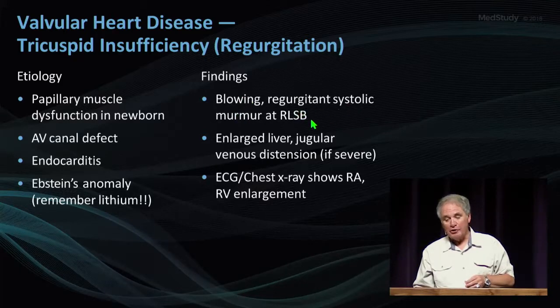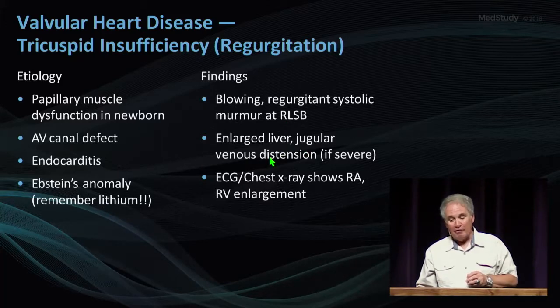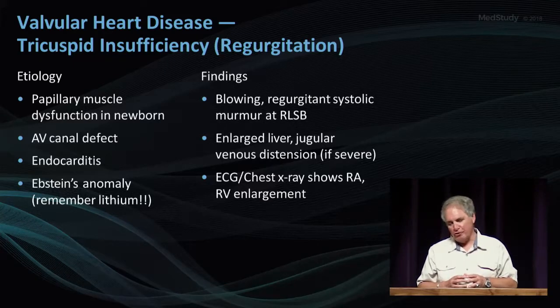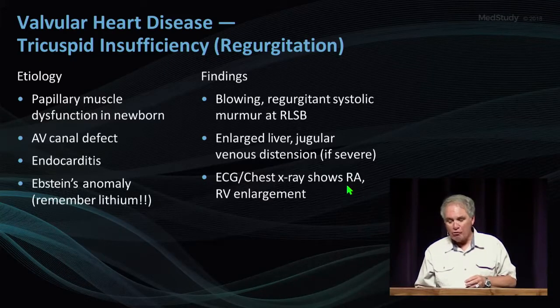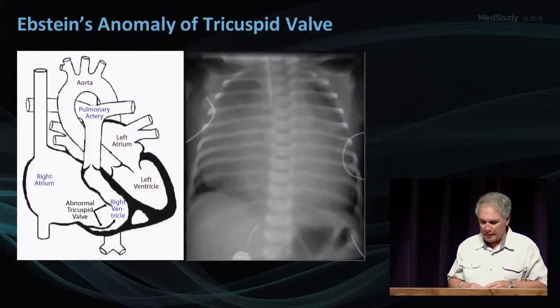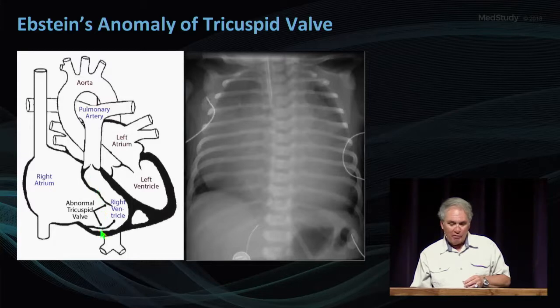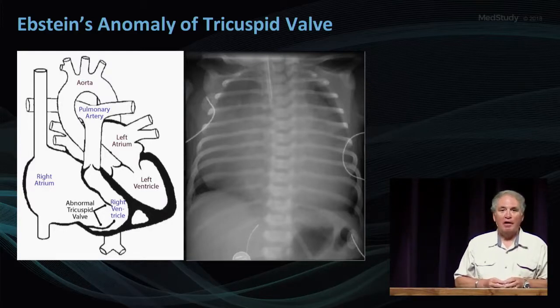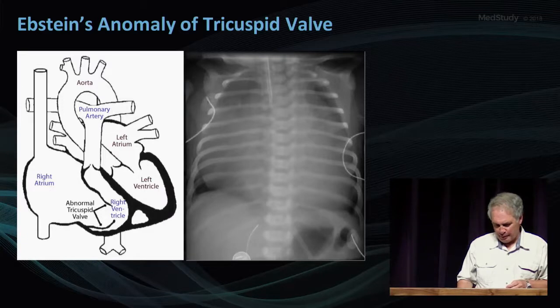Findings will include a blowing regurgitant murmur, soft pansystolic murmur at the right lower sternal border, an enlarged liver, jugular venous distension if there's severe tricuspid insufficiency, and the chest X-ray and EKG will show right atrial and right ventricular enlargement. And here for your entertainment is a diagram of Epstein's anomaly of the tricuspid valve. So instead of the tricuspid valve being over here, it's displaced downward into the right ventricle, associated with severe tricuspid insufficiency. And for the neonatologists in the group and the cardiologists, it's one of the few entities that will present with a heart that looks like this in the newborn period from the massive right ventricular and right atrial enlargement.